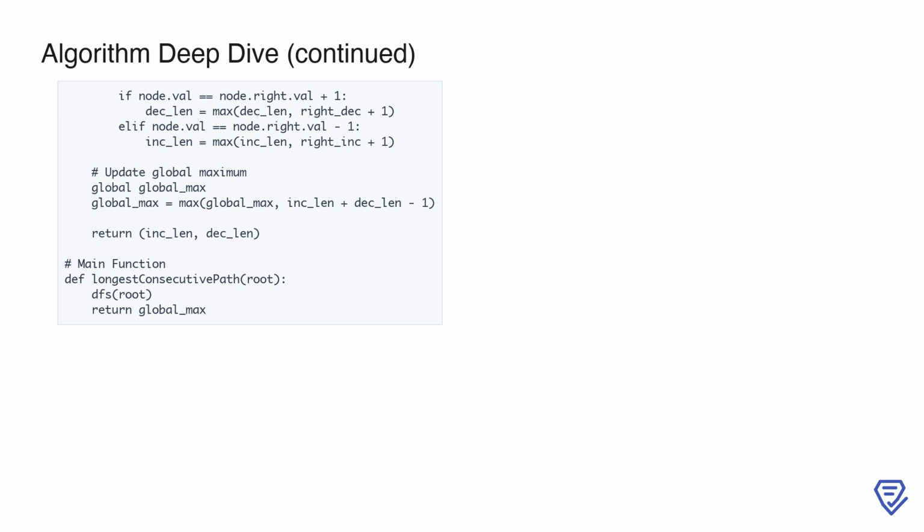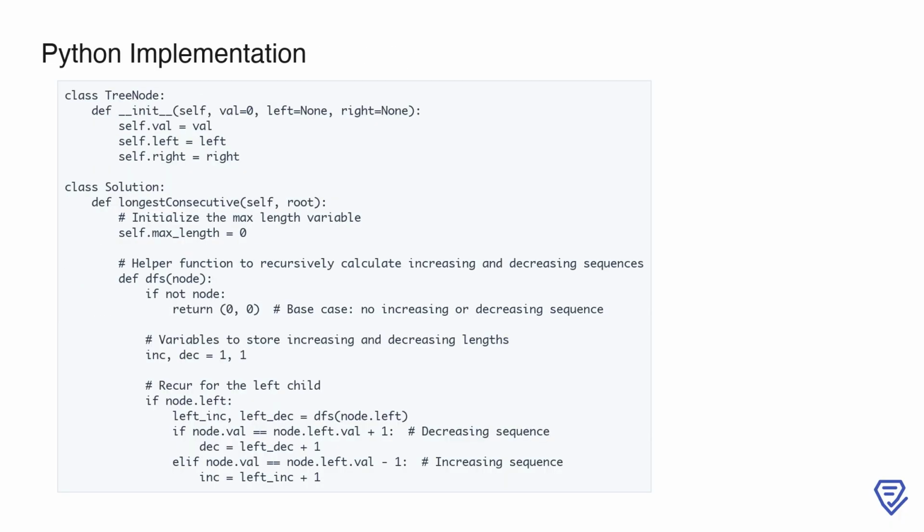This approach ensures that we efficiently compute the longest consecutive sequence in the binary tree while handling all edge cases, such as single-node trees or trees without any consecutive sequences. Here, we start by defining the structure of a binary tree node with the TreeNode class, which includes a value, a left child, and a right child.